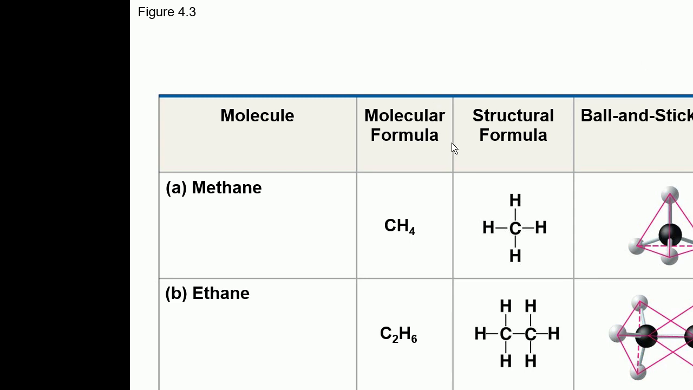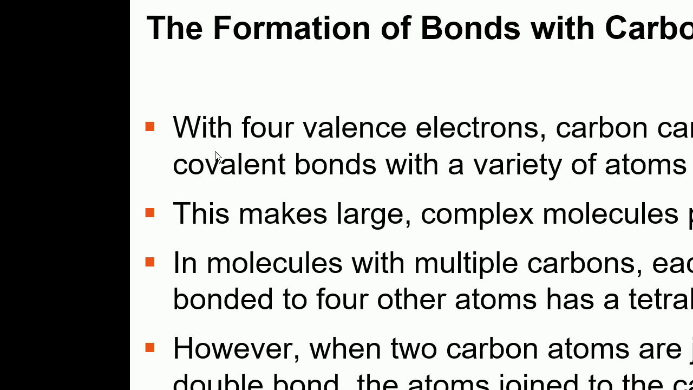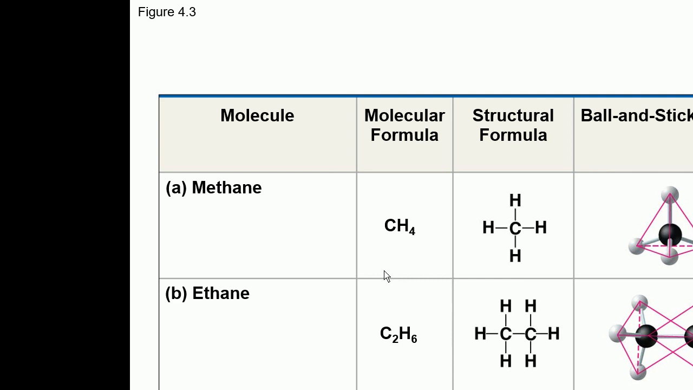So you can see here, this is the carbon which is linked with four hydrogens, and the structure of this compound is like a tetrahedron. And when two carbons are joined by a double bond, the atoms joined to the carbons are in the same plane as the carbons. So you can see all these atoms are in the same plane as these two carbons.